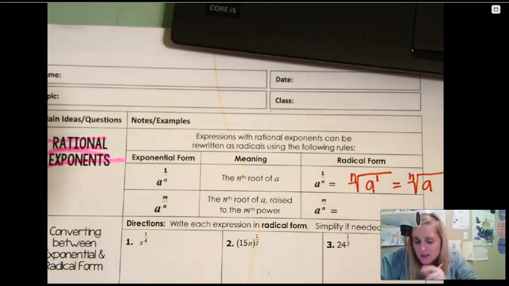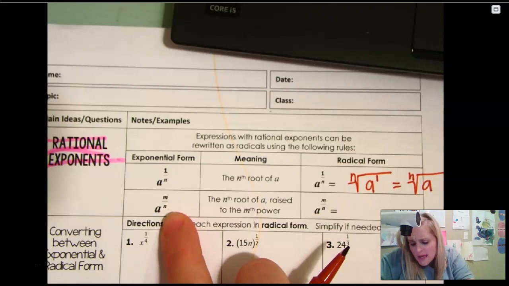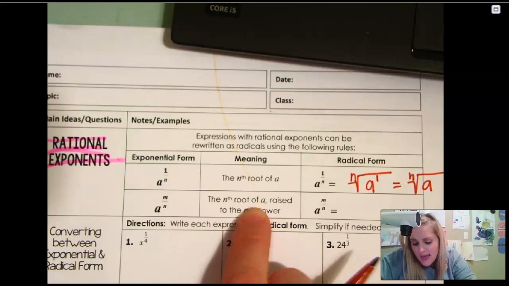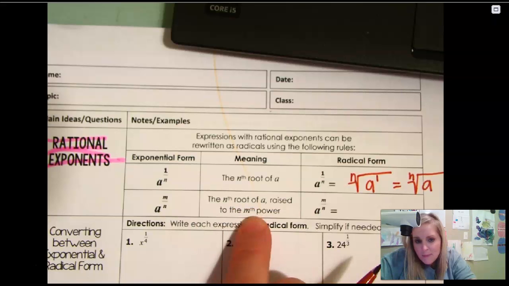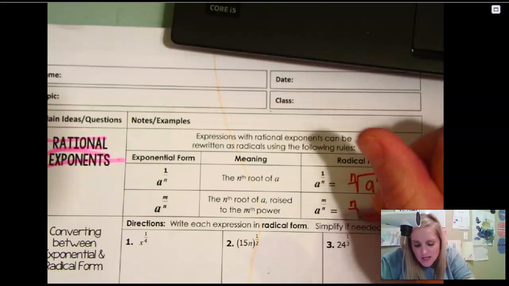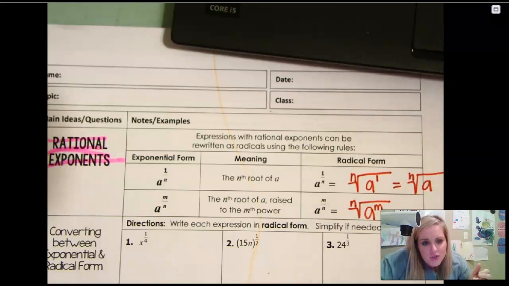Okay? Then for this one, it says a to the m over n. It says the nth root of a raised to the m power. So exactly what I just showed you. The n is the index. A is going to be to the m power. So whatever power that is. Okay, so let's look at some examples.